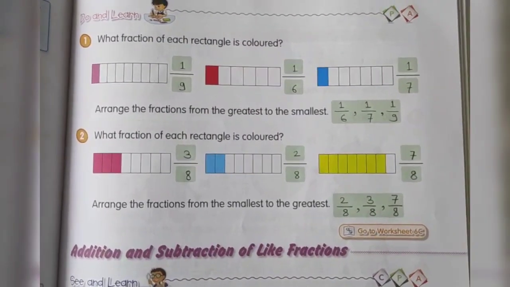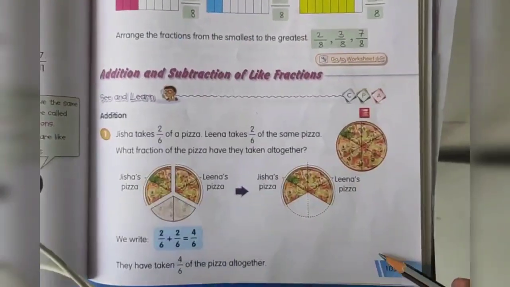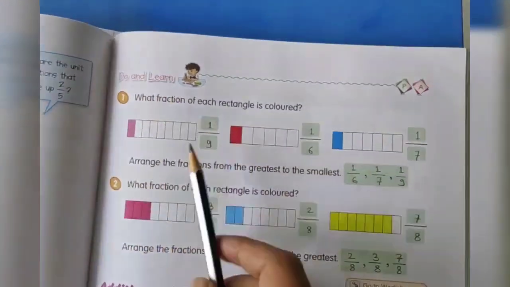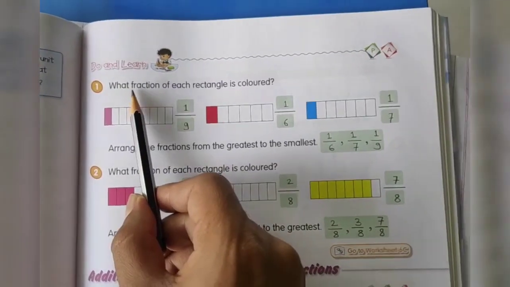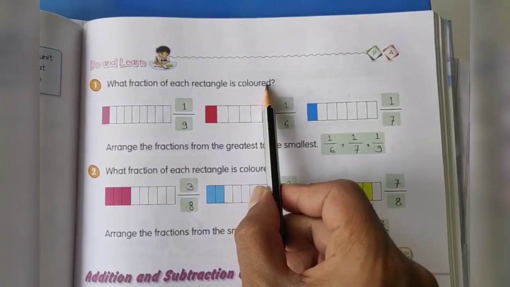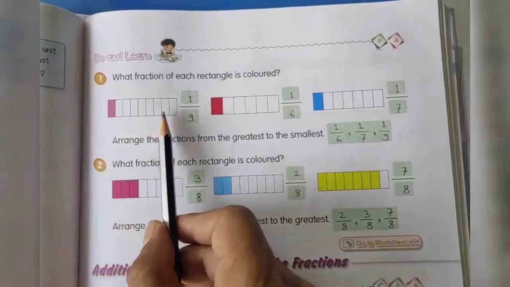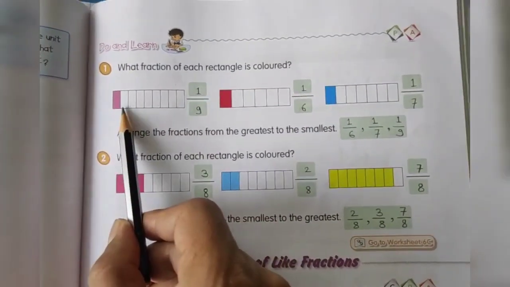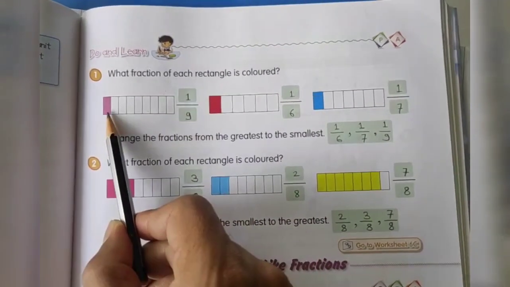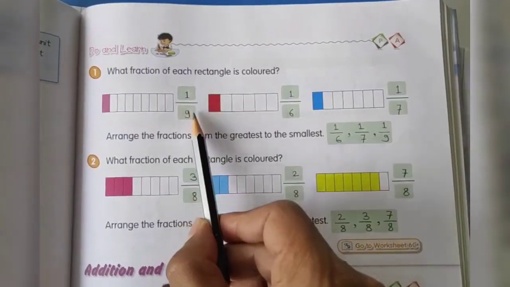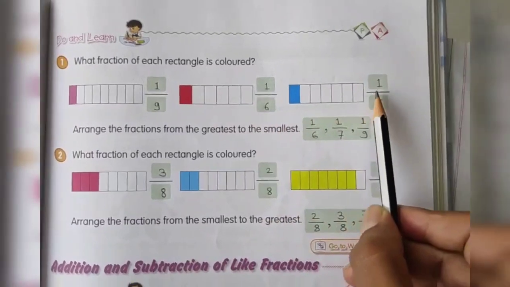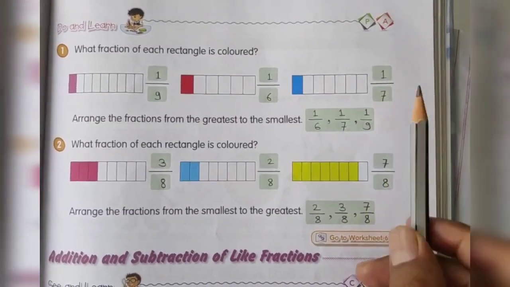Now come to page number 103. See here, do and learn. First question: what fraction of each rectangle is colored? We know this concept already. See, count the total parts. Total parts are 9 and colored part is 1. So it becomes 1 by 9. Like this, it becomes 1 by 6, and this is 1 by 7.